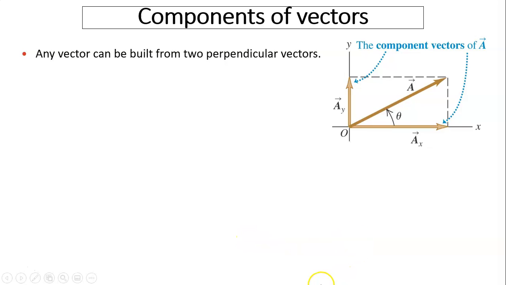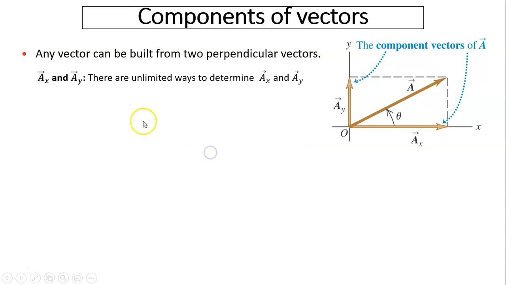Components of vectors. Any vector can be built with two perpendicular components like this. So A in this case equals vector AX plus vector AY, the two components. There are unlimited ways to determine AX and AY. What does that mean? Because you can build AX and AY this way too. So there are unlimited ways to build the vector A. A equals AX plus AY.